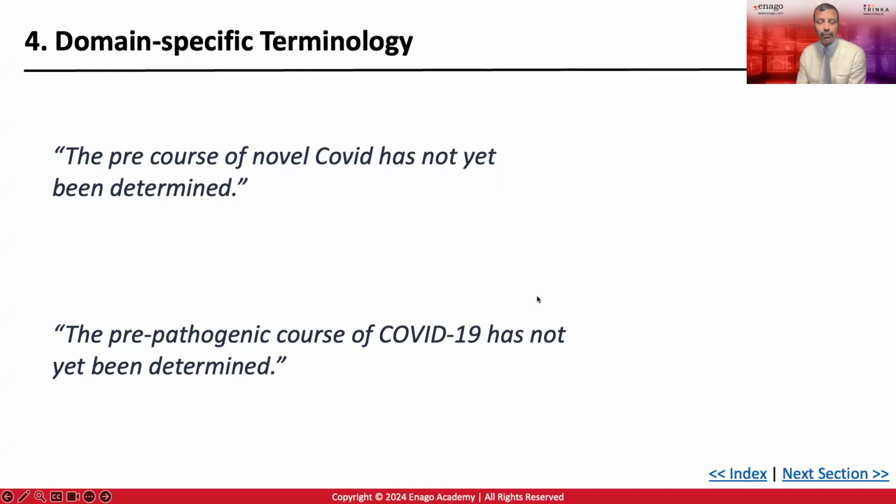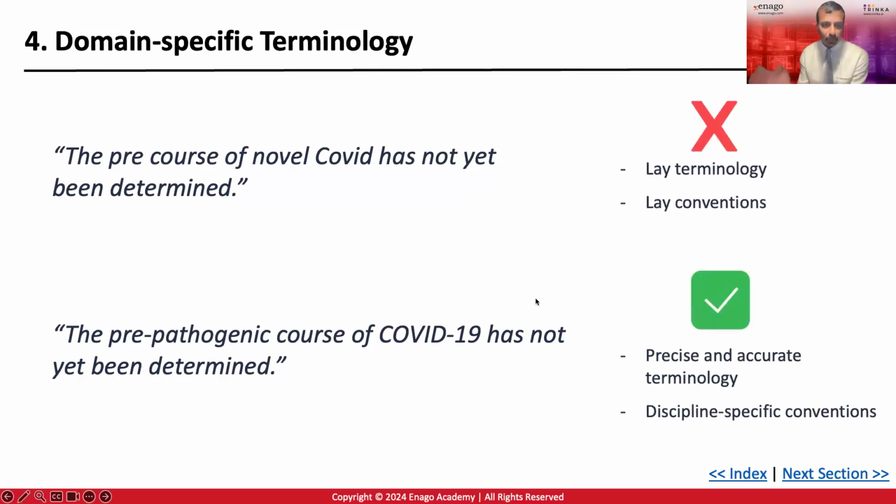So this sort of thing is what you are expected to do while you're writing your own research as well. And there are so many tools out there that you can get this sort of thing done with ease. So the first one is very plain speak, lay terminology and convention. The second one is more accurate terminology and discipline-specific conventions.